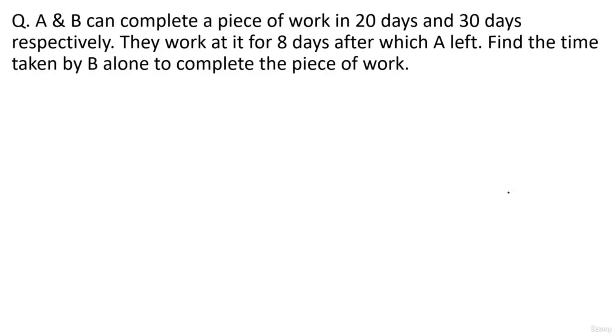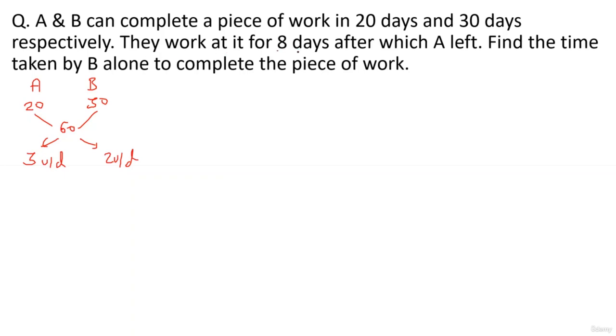A and B can complete a piece of work in 20 days and 30 days respectively. They work at it for 8 days, after which A left. Find the time taken by B alone to complete the piece of work. So I will first find the LCM of A and B. I'm solving by the LCM method first. A takes 20 days and B takes 30 days to complete the piece of work. Their LCM is 60 units. So A ने कितना काम किया? 3 units per day. And B ने कितना काम किया? 2 units per day.